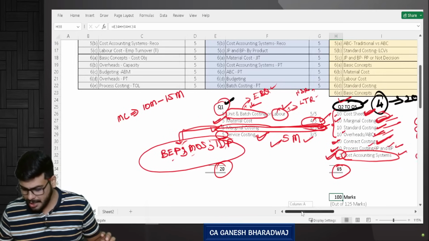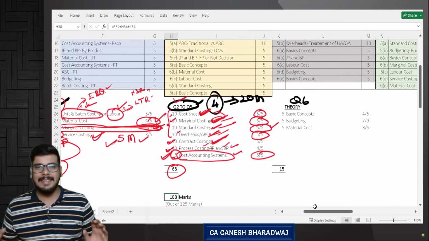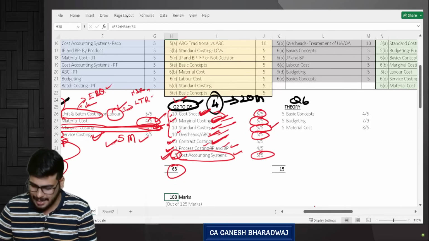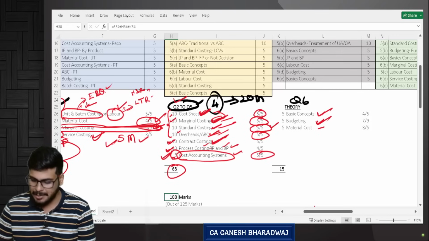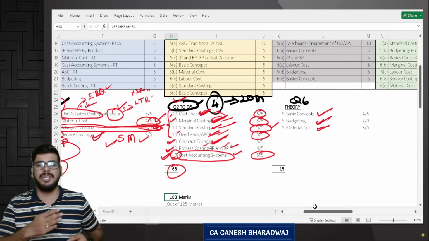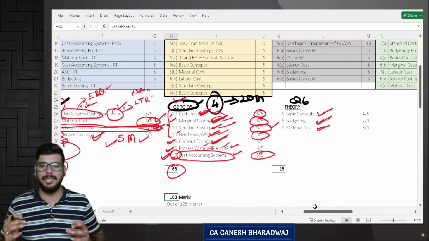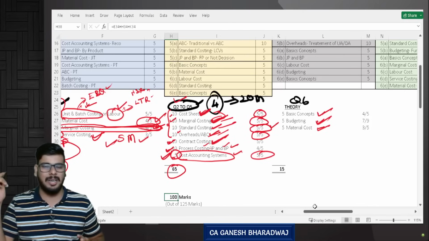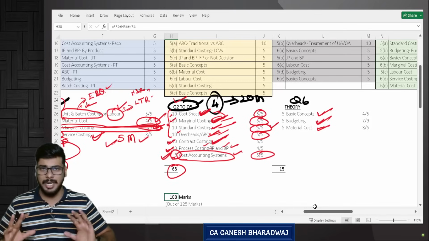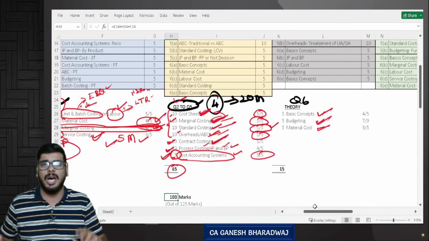And now finally you have the theory section. In this theory section, generally they test from these concepts: basic concepts area, budgeting chapter, material cost. So you can just have a look, just turn the pages in theory. Past 5 exam questions and past 5 RTPs, especially this attempt's RTP theory and all, you just have a look at it and you are done with it. That's about it. Are you clear with this?